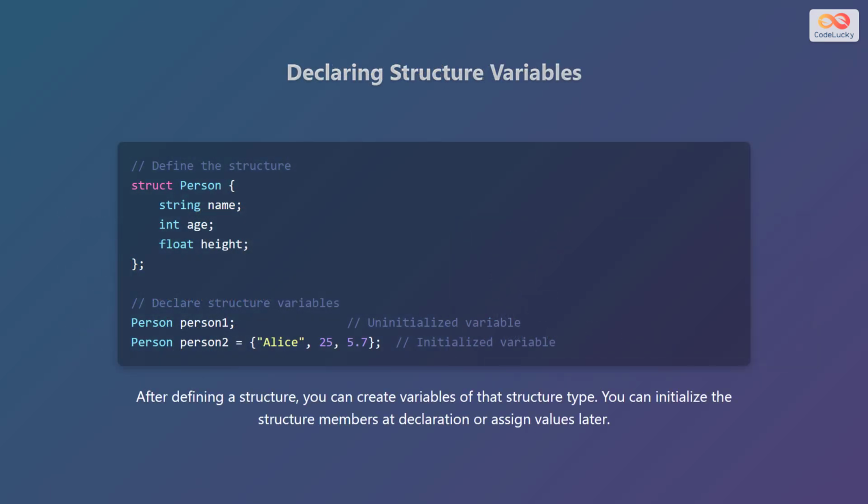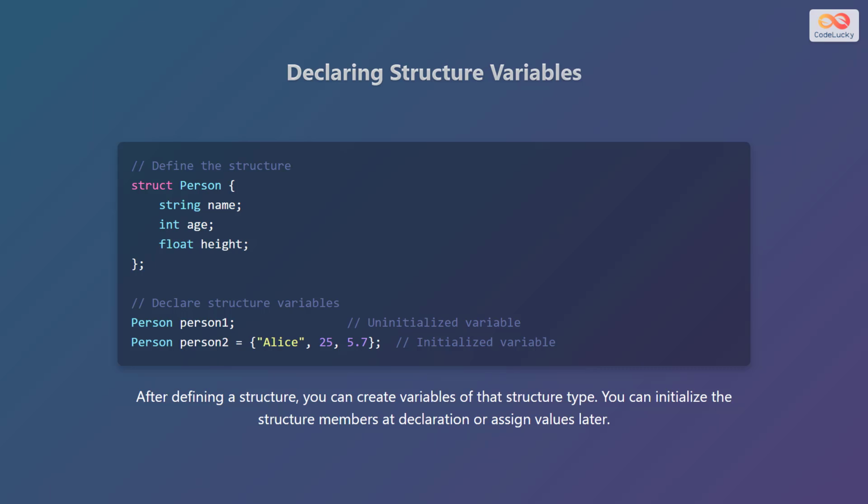Once you have defined a structure, you can create variables of that structure type. Here's how. First, we define a structure called person, containing a string for the name, an integer for the age, and a float for the height. To declare a structure variable, you simply write the structure name followed by the variable name. For example, person1 declares an uninitialized variable named person1 of type person.